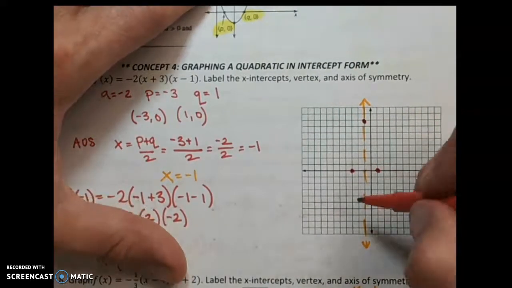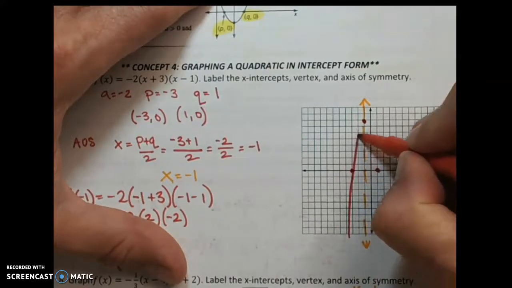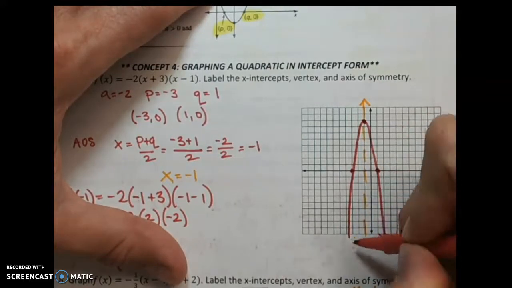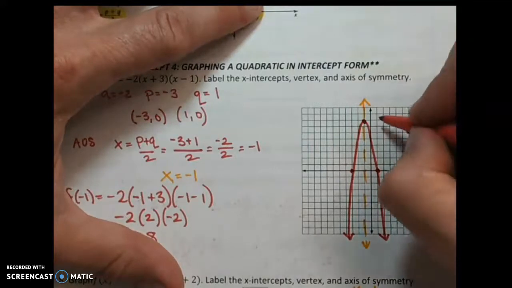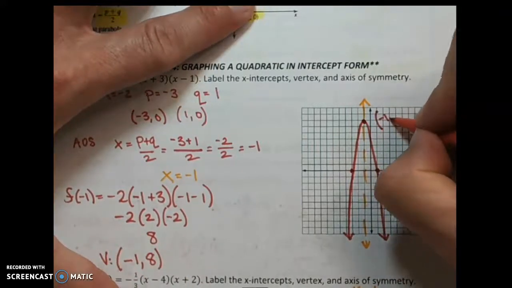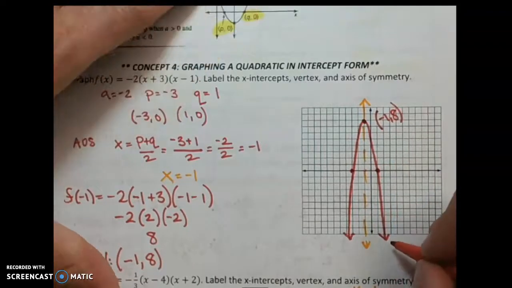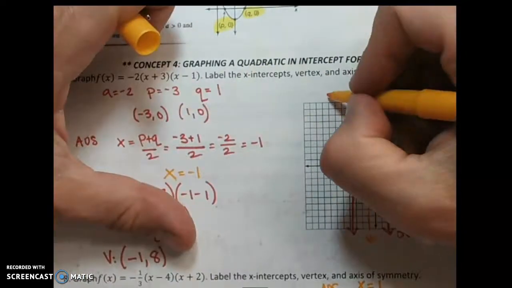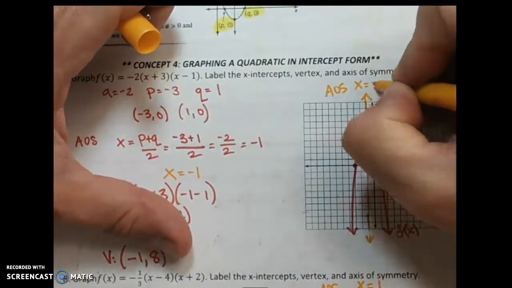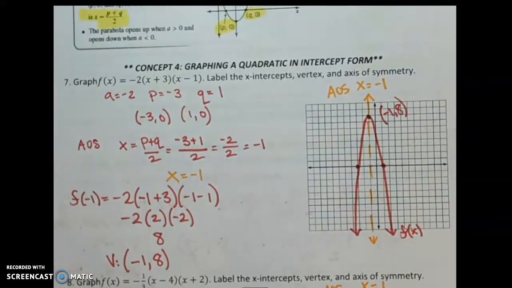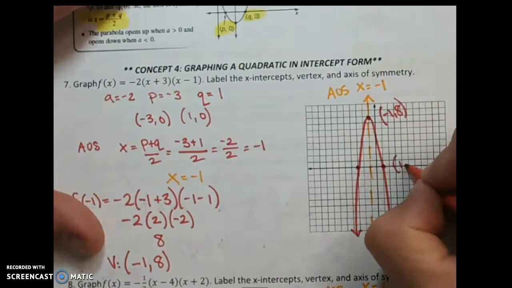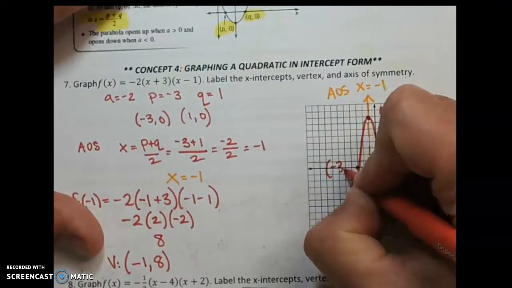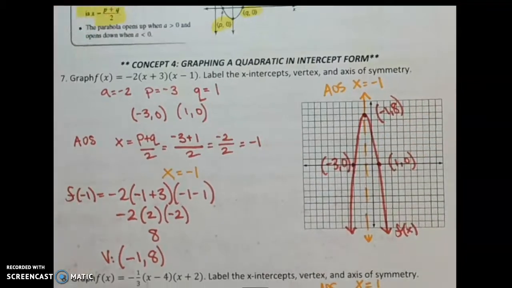Now I have my 3 points. I'm going to go ahead and graph my parabola. It's going down. And write my vertex here, (-1, 8). This is my f of x. I'm going to write my axis of symmetry. And that is everything. Oh, it asks for my intercepts, so I'm even going to write those. Okay, so I got (1, 0) and (-3, 0). And voila, we have all those parts.